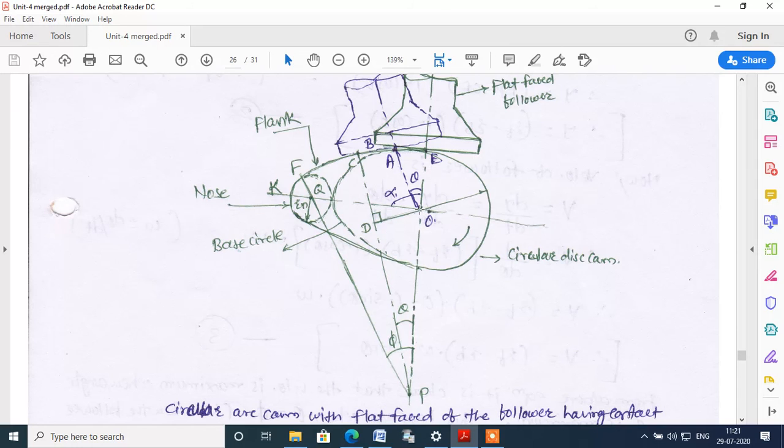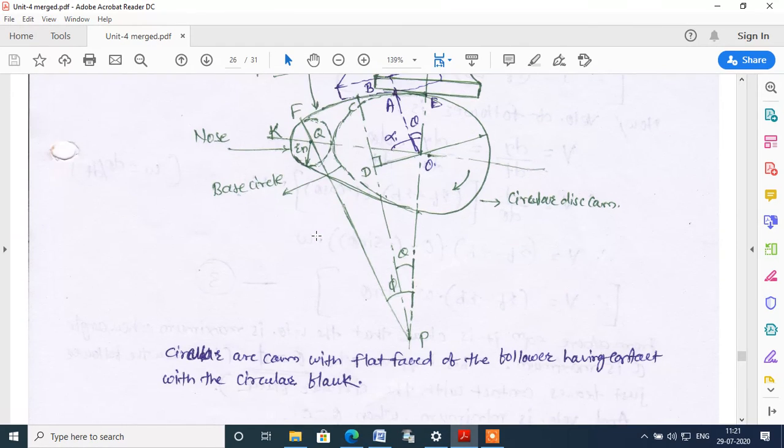O is the center of the cam. Here angle theta is there. By using the parallel line theorem, this angle is also theta. This is a right angle here. Rn is the radius of the nose. Point F, point Q, point K are mentioned. This total angle, the pressure angle, is phi. So this is the figure of the circular cam with flat face follower having contact with the circular flank.